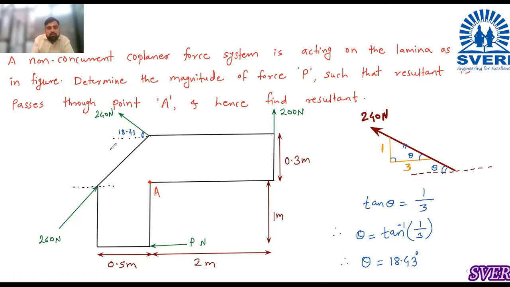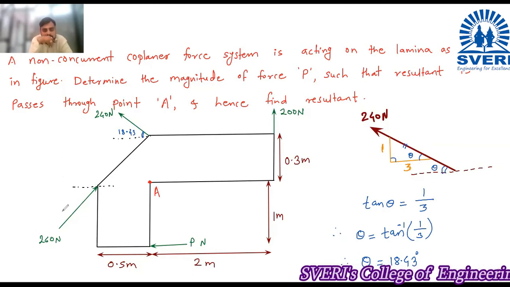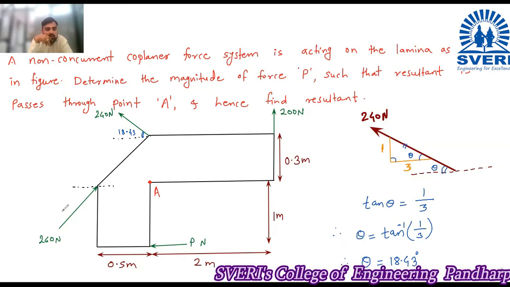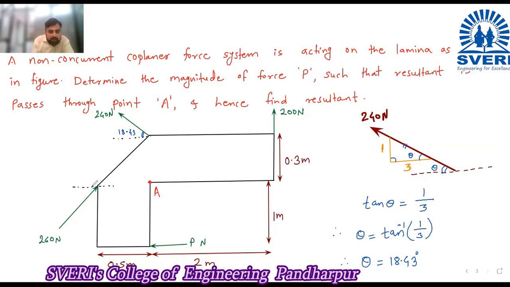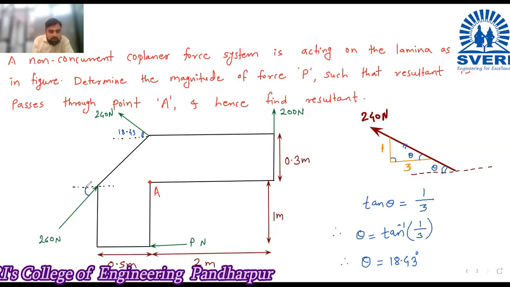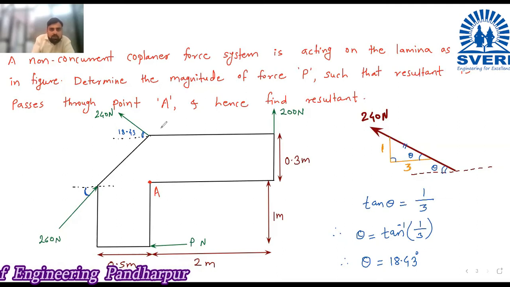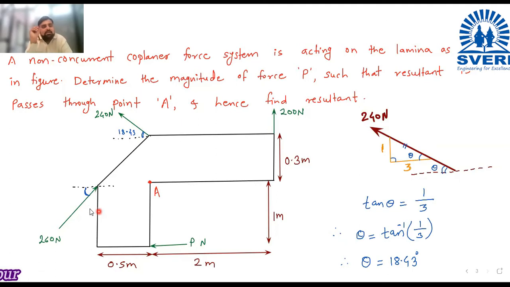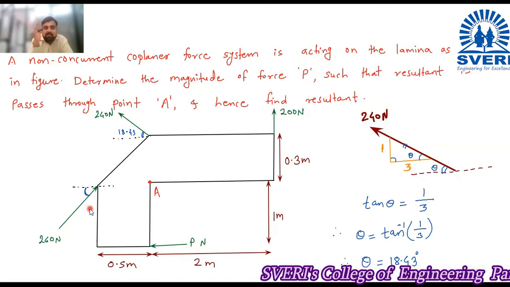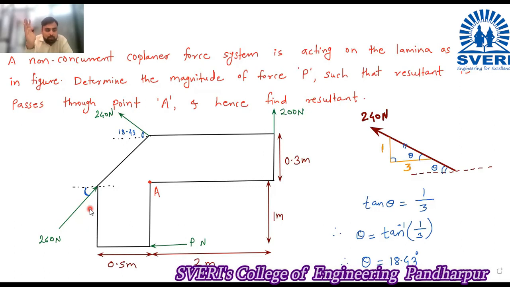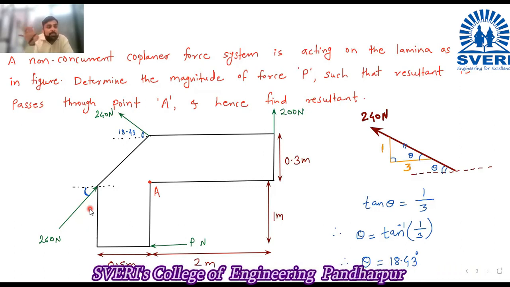18.43 degree. So now our next job is to find out the angle of this 260 Newton force. Now how are we going to find it? Either we want to find out this angle with horizontal, or otherwise we have to find out this angle which is with vertical. You should always take the angle either with horizontal, that is with x-axis, or with vertical, that is with y-axis. Okay, so x and y are always your reference axis. Don't take any in-between angle, any random angle.